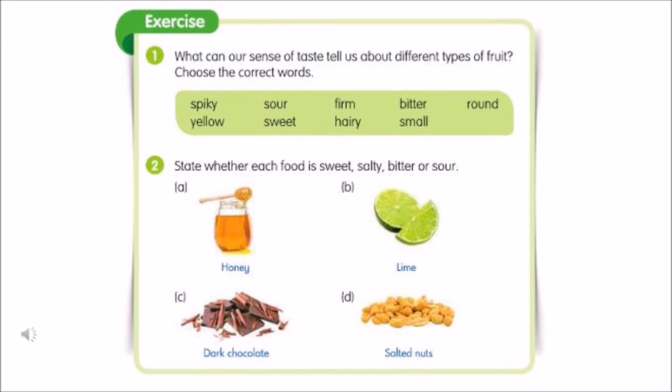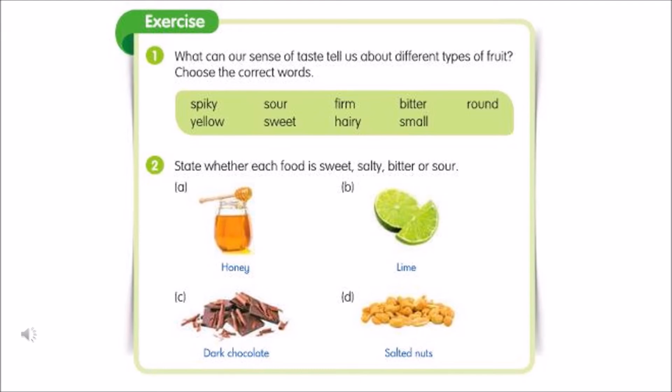What can our sense of taste tell us about different types of fruits? Choose the correct words. Can the fruit be spiky, yellow, sour, sweet, firm, hairy, bitter, small, or round? Now, again, I want you guys to think about closing your eyes, putting the fruit into your mouth, and then how does your sense of taste describe them?